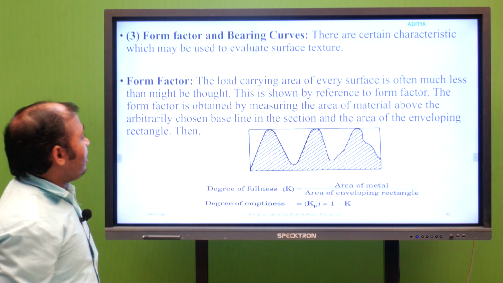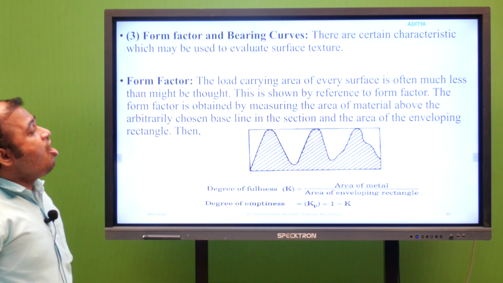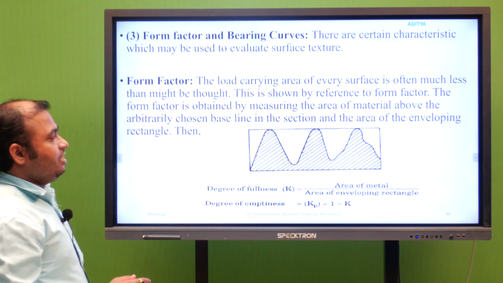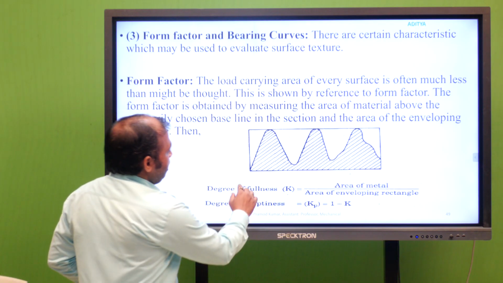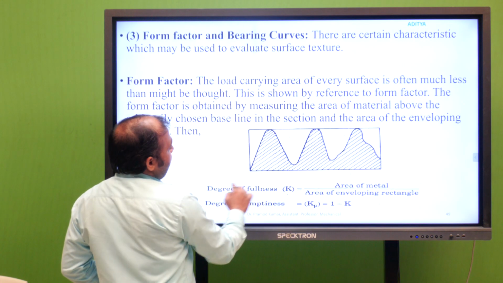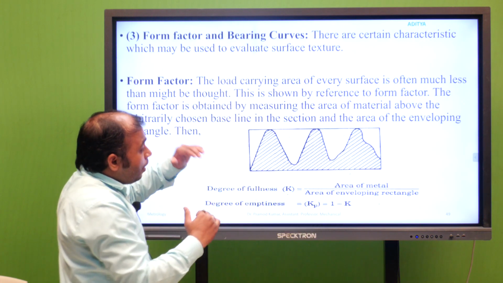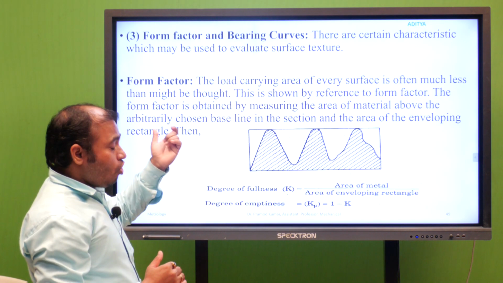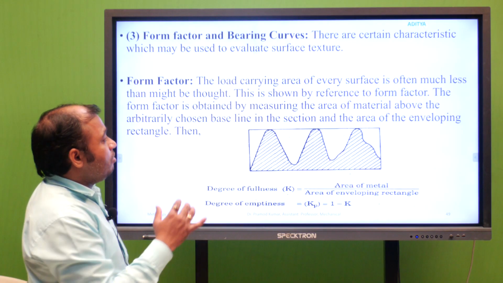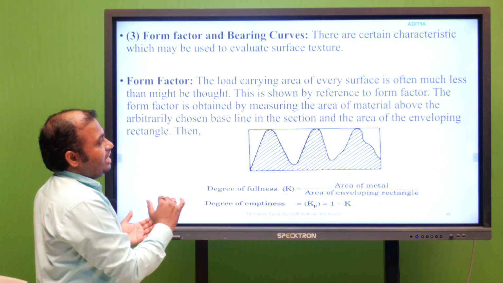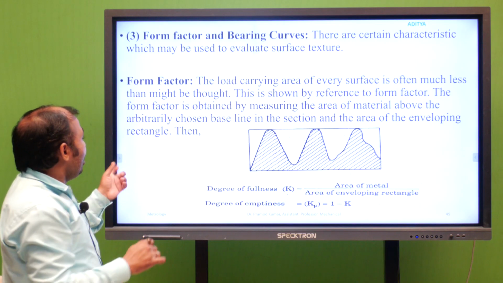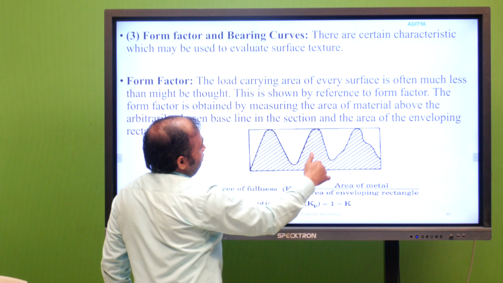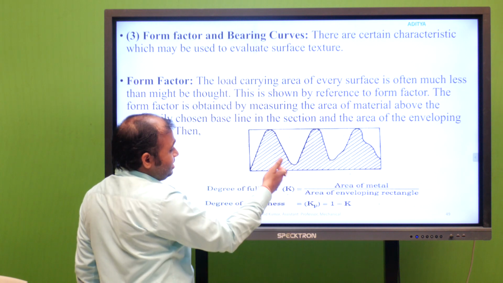Now the form factor is obtained by measuring the area of the material above the arbitrarily chosen baseline. You can see here you have taken one baseline. So the area above that is the form factor, obtained by measuring the area of the material above the arbitrarily chosen baseline in the section and the area of the enveloping rectangle. This complete rectangle, okay, this shaded region will be in the form factor.